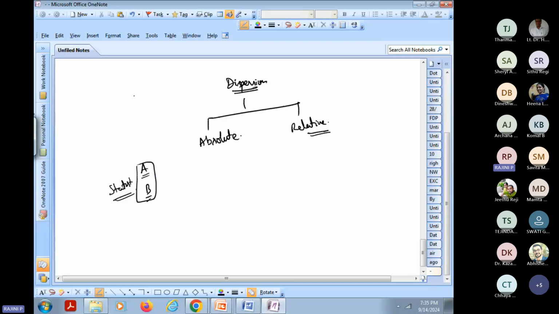Suppose I ask, what is the deviation in the A students' marks? And what is the deviation in the B students' marks? If you calculate separately, then it is an absolute dispersion. Suppose you are going for the comparison, then we go for the relative dispersions. Is it clear, everyone? What is the absolute and relative?